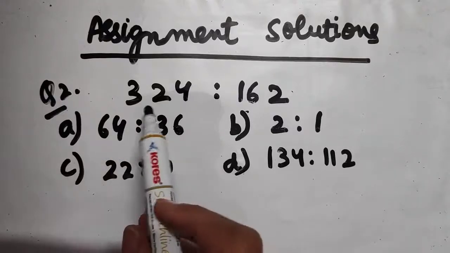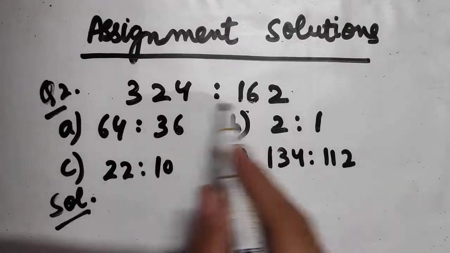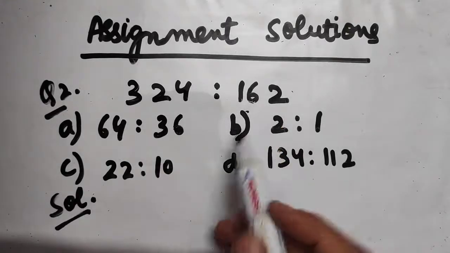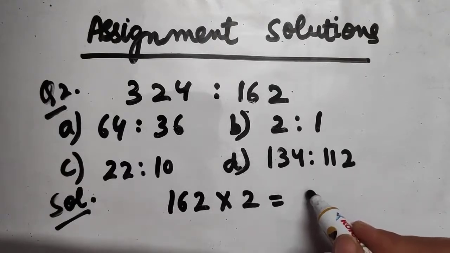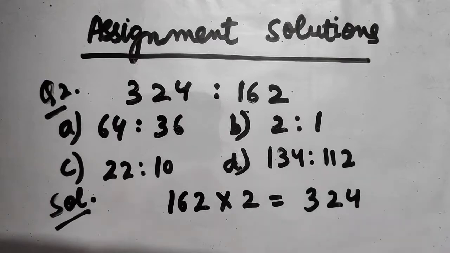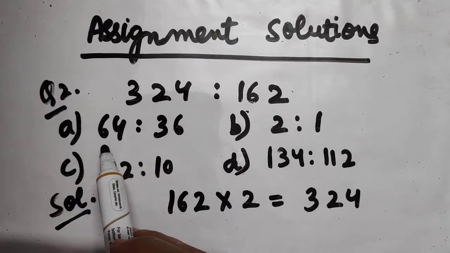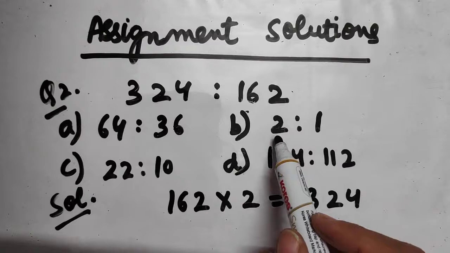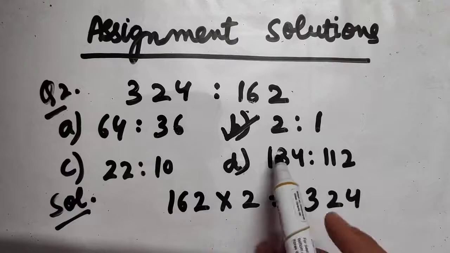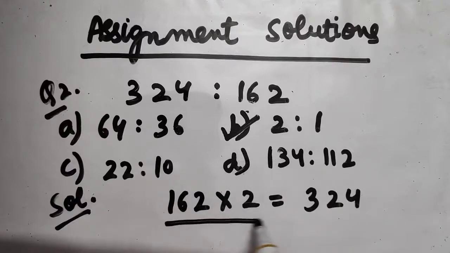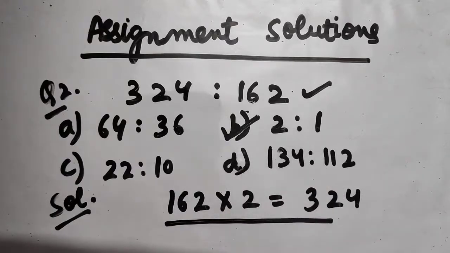This is question number 2. 324 is to 162. So let us see what is the relation between these two numbers given to us. If I multiply 162 by 2, my answer comes out to be 324. So clearly, if I see this option A, 36 into 2, we will not get 64. So 2 is to 1, this is the correct option. You can check other options also. You will not satisfy the same relation as it is given to us in the question. So B option is the correct option for question number 2.